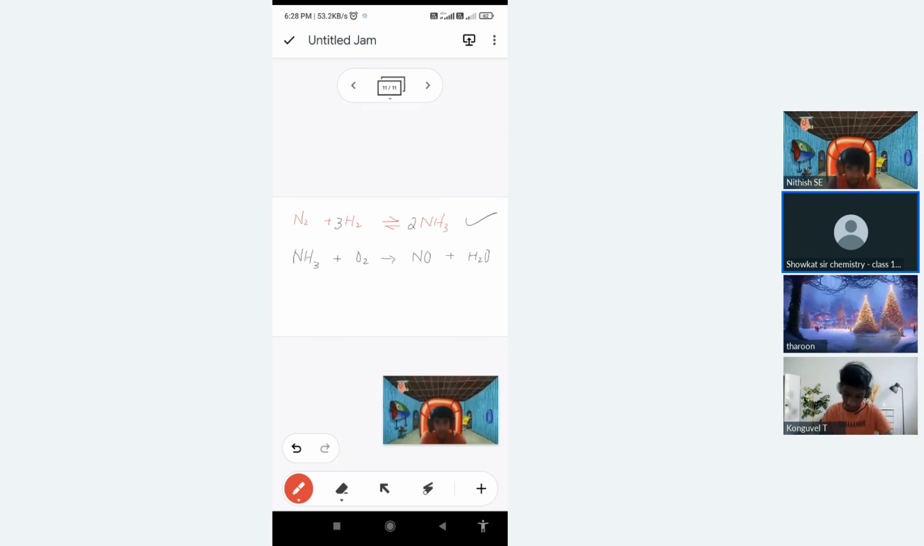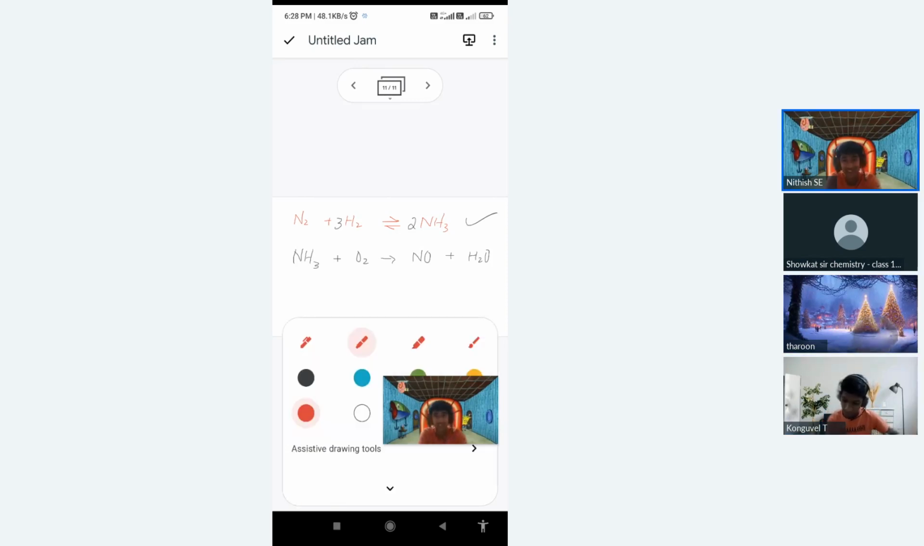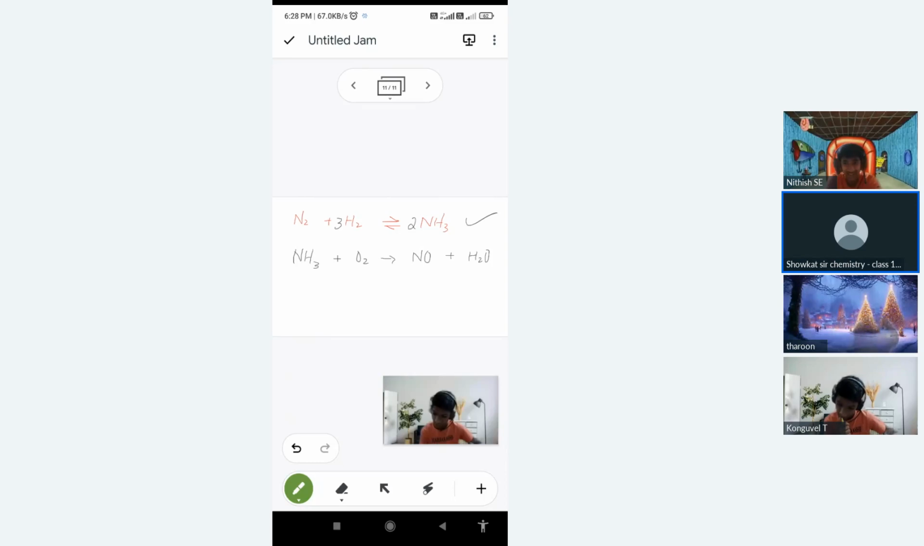So are you able to balance this, or shall I show you? Sir, I don't know, I don't get the oxygen. Okay, no oxygen problem. No problem. Just focus, I will explain each and everything. See, we are having oxygen here, 2 atoms, and here we are also having 2. So it's already balanced, right? Yes.